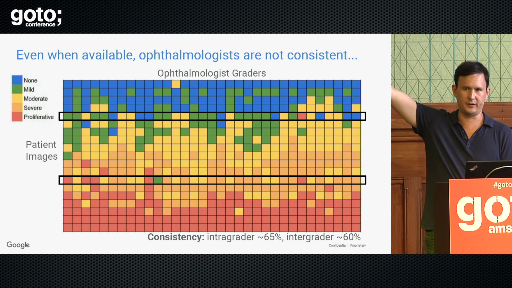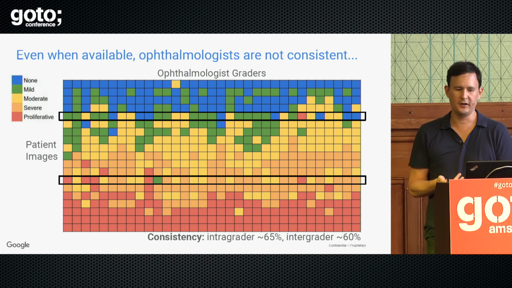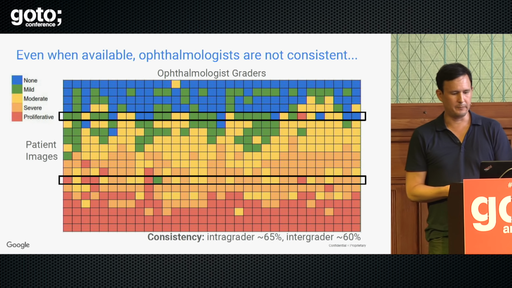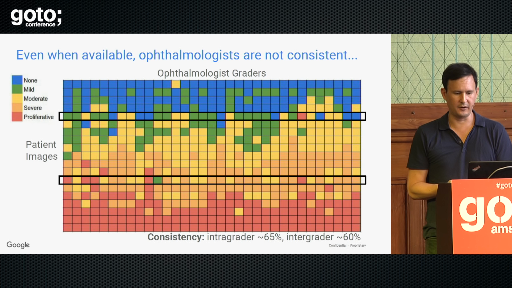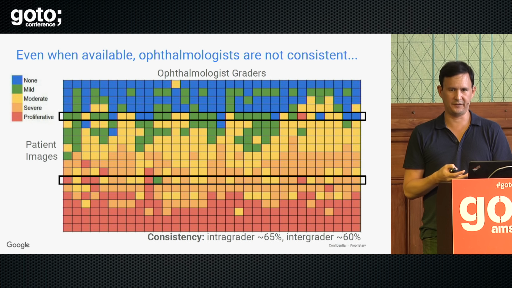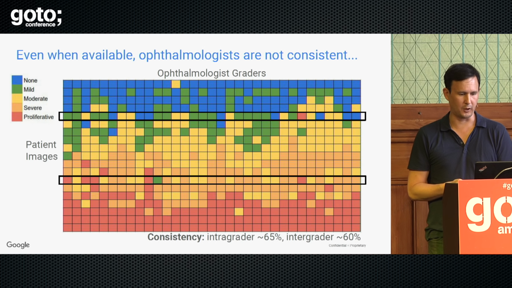And then in the converse case, you've got other samples where there's an overestimation of the condition, where most of the ophthalmologists are saying that the tissue is healthy, and one of them is saying that it's actually very, very diseased. So they're not consistent between one another, and if you show the same image to the same ophthalmologist, they're not necessarily consistent with their own previous ratings either. So this is problematic.